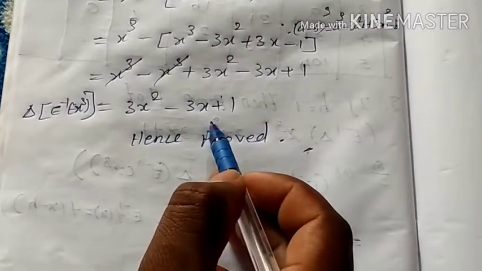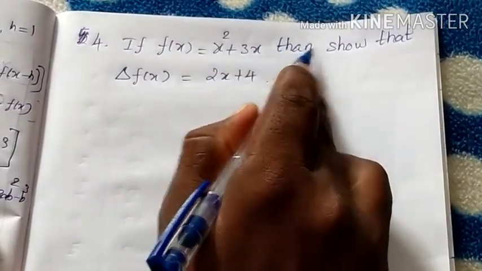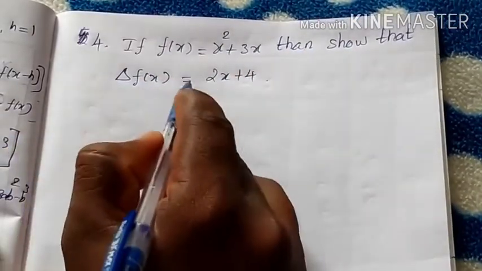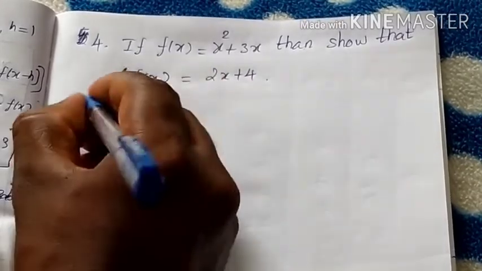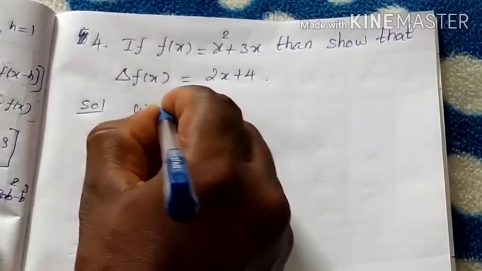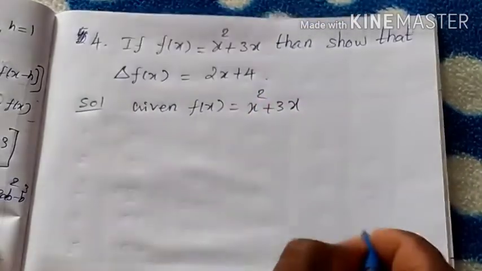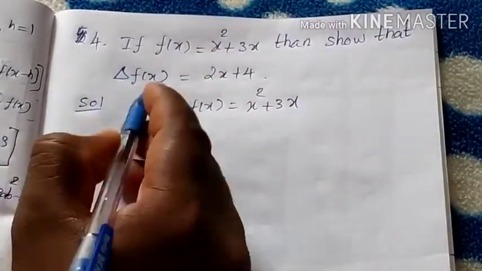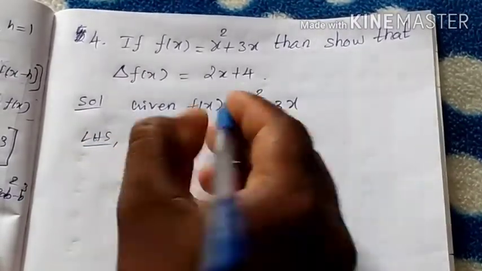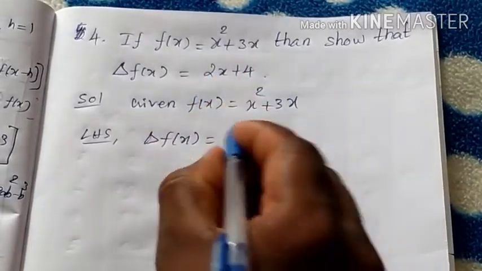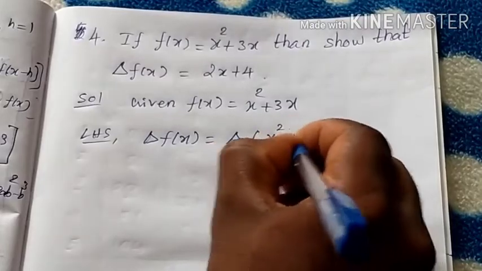Have you understood? Okay, fourth question, if f of x equal to x square plus 3x, then show that delta into f of x equal to 2x plus 4, following the same manner of previous question. The solution given f of x equal to x square plus 3x. Okay, so let us consider the LHS. Delta into f of x equal to 2x plus 4. Want to find 2x plus 4. Delta into f of x. Delta into f of x is given x square plus 3x.